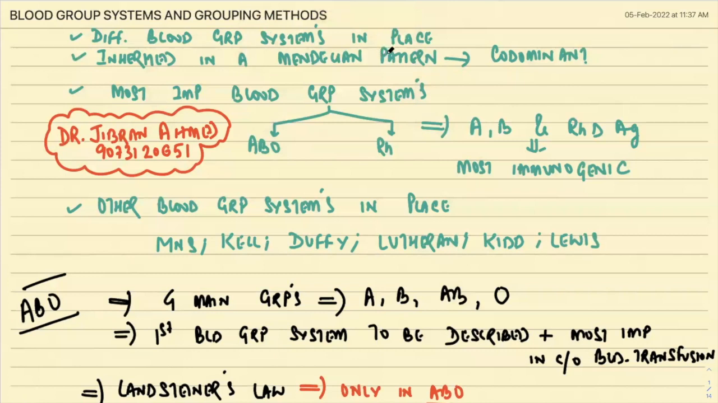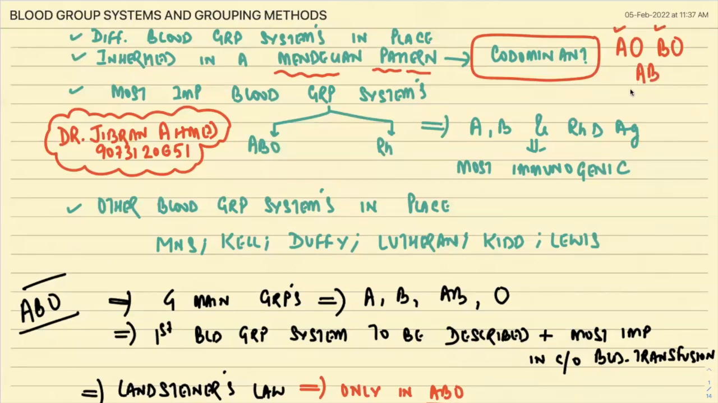So as I told you, there are different types of blood group systems in place today. And most of these blood group systems, they are inherited in a Mendelian fashion. But remember that the blood group system is codominant in nature. What is the meaning of codominant? For example, if AO is present, in that situation, the dominant, that is A, will be expressed. If BO is present, B becomes dominant and B will be expressed. If AB is present, then both of them will be expressed. So that means there is a codominant pattern of inheritance.